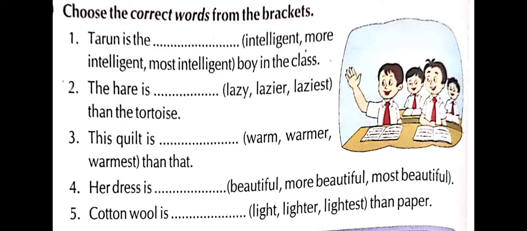Let's look at number 2. The hare is dash than the tortoise. This sentence is talking about more than one comparison. So we're going to write lazier. The hare is lazier than the tortoise. Let's look at sentence number 3. This quilt is dash than that. So the sentence is talking about more than one comparison. So we're going to write warmer. This quilt is warmer than that.